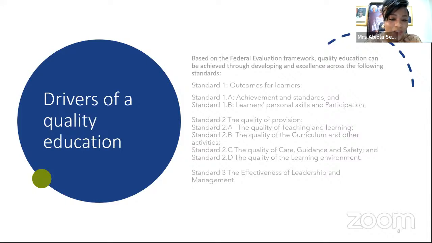Number 2, the quality of provision. Okay, quality of provision. So what does that mean? So 2A is the quality of teaching and learning. This is the biggest chunk of our education service delivery. Okay, it's the biggest chunk, the quality of teaching and learning.